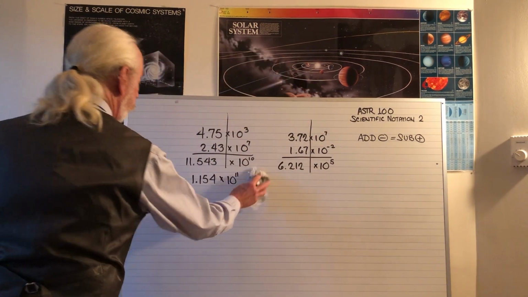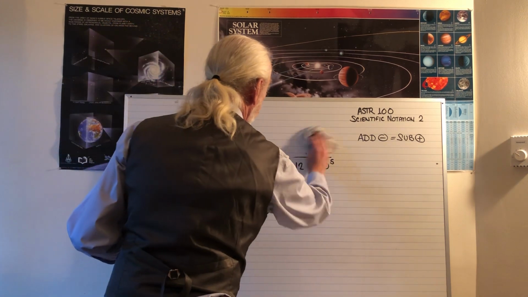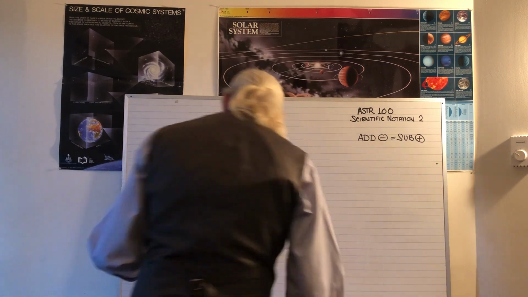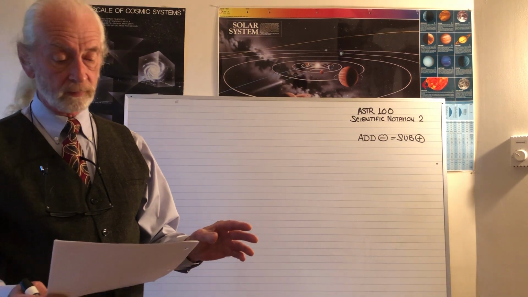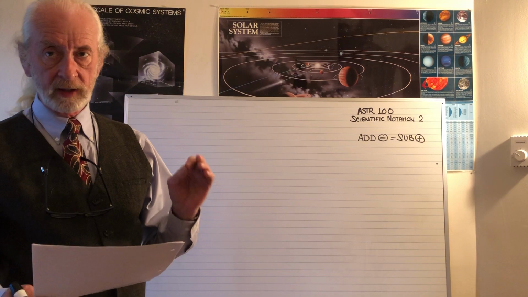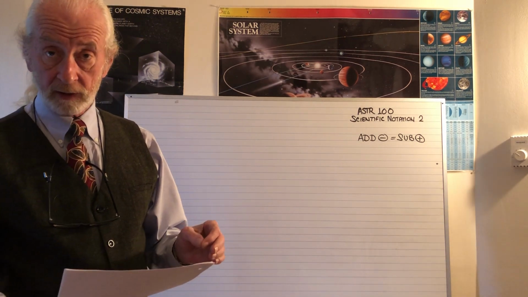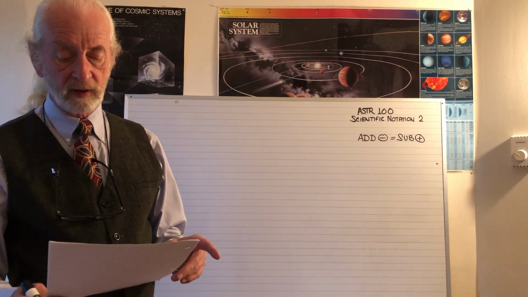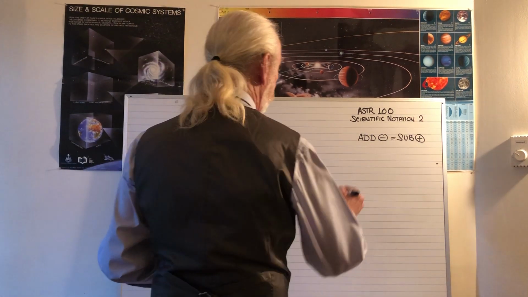Next is division. Okay, division critical rules. Divide the coefficients, retain the base, and subtract the exponent. Divide the coefficients, retain the base, subtract the exponents, and recall that subtracting a negative number is the same as adding a positive number.